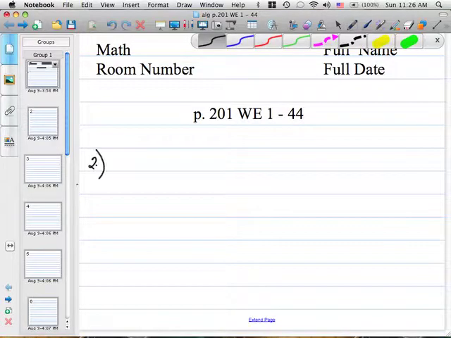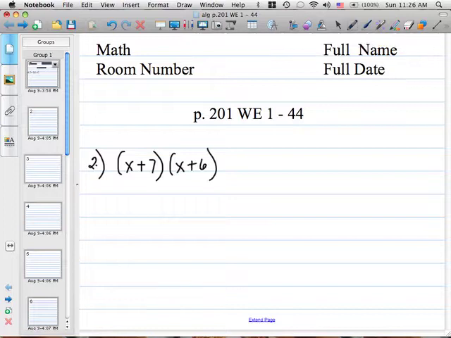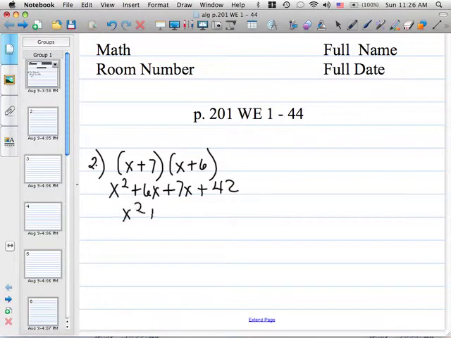Number 2, we have x plus 7 times x plus 6. I'm going to have you do all four terms. I'm not quite ready for you to just do it mentally yet. So first terms, x squared, outer term 6x, inner term 7x, last term 42. And the answer is x squared, collecting your middle terms, 13x plus 42.